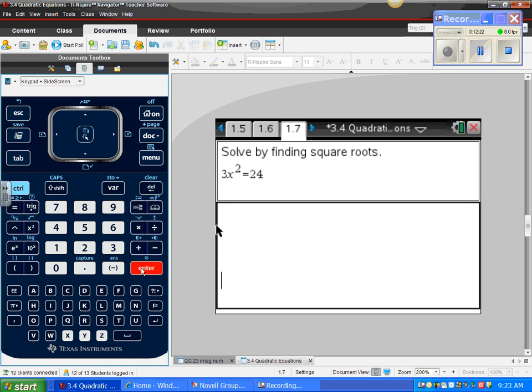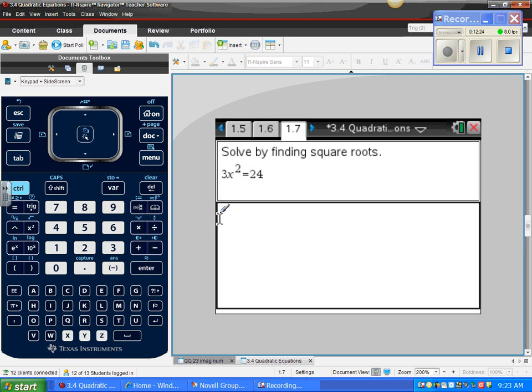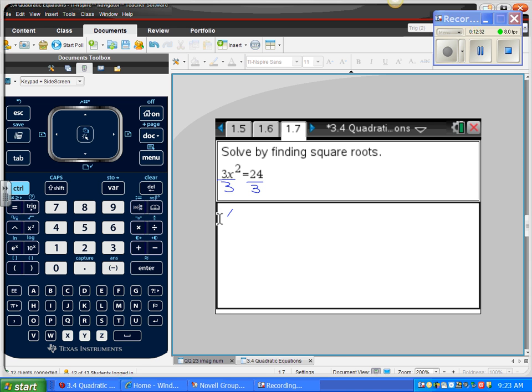Okay, so do we want to do this the quick way or the longer way? I like the quick way. Okay, so we want to isolate x squared. How? Good. Divide both sides by 3. And we get x squared equals 8. Very good. We take the square root.